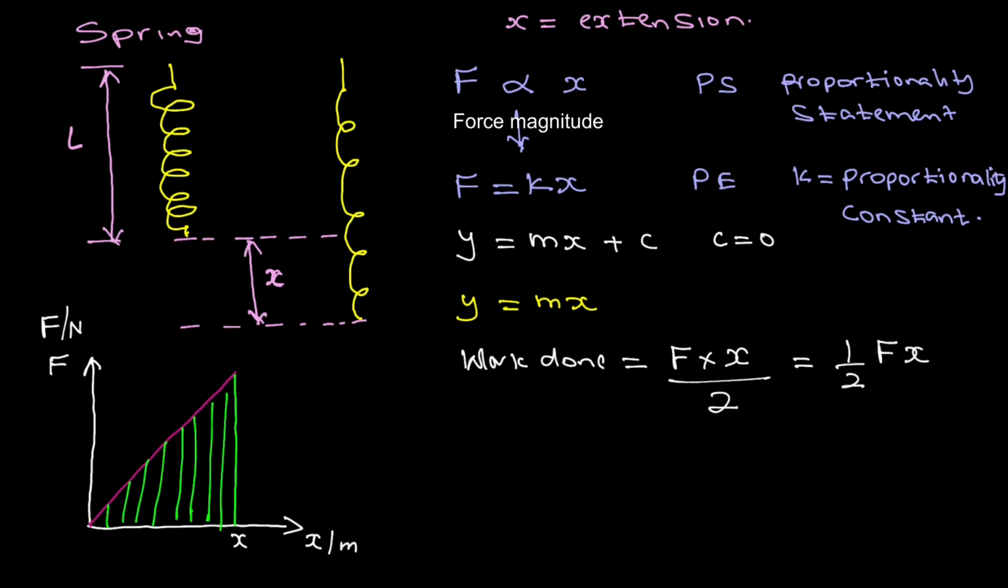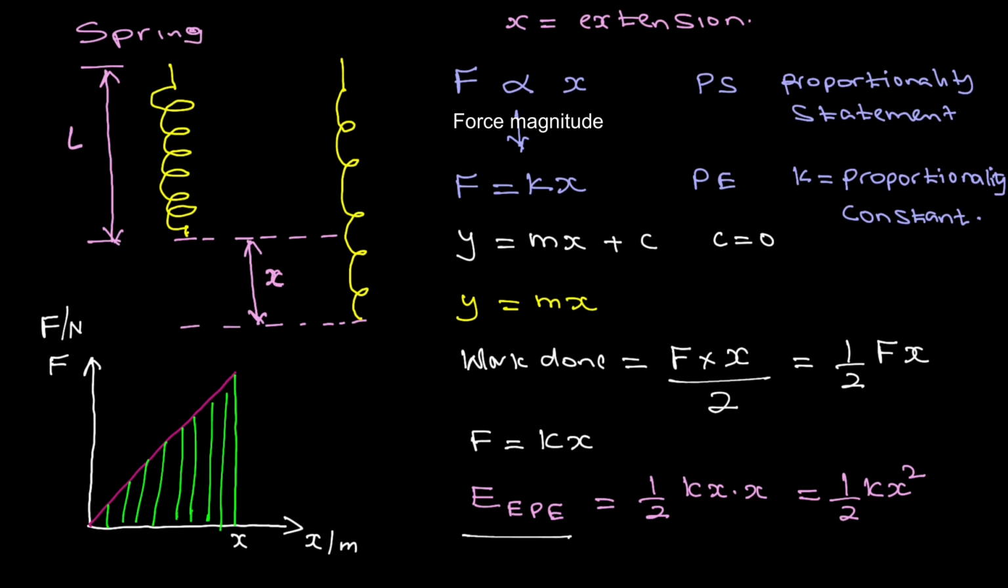But we know what the force is. Force is equal to Kx. So what we can do is substitute that force, which is equal to Kx, into there. And finally, we get the work done, or the elastic potential energy, equals a half Kx times x, and that equals a half Kx squared. And that's the derivation of the elastic potential energy.